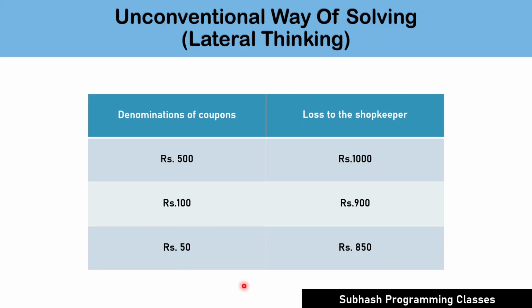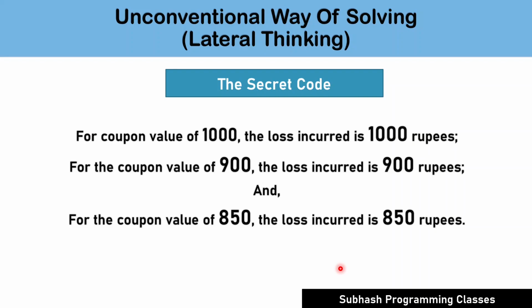The loss can never be different from the value of the coupons transacted. That is, for the coupon value of 1000, the loss incurred is 1000 rupees. For the coupon value of 900, the loss incurred is 900 rupees. And for the coupon value of 850, the loss incurred is 850 rupees. This is the secret code in this problem that you need to discover if you have to adopt the unconventional method of problem solving. Unconventional methodologies force you to go deep into the fundamentals of a problem. It requires a special aptitude to probe into the root cause of the problem.